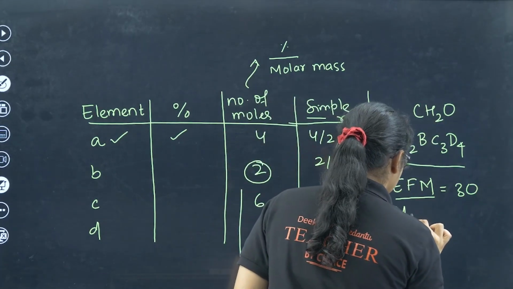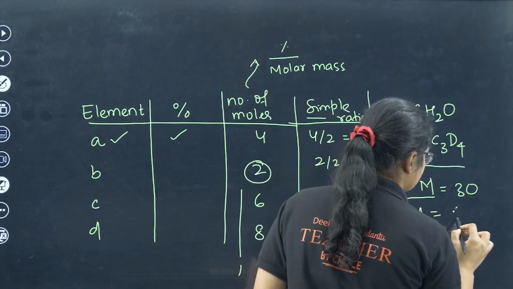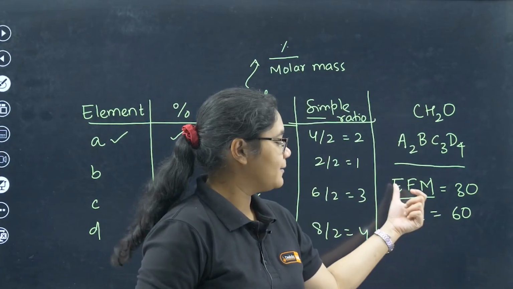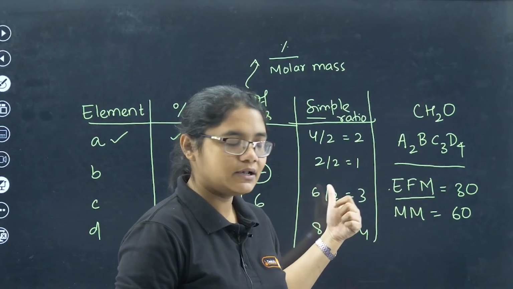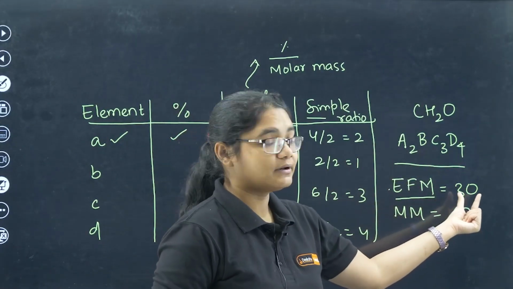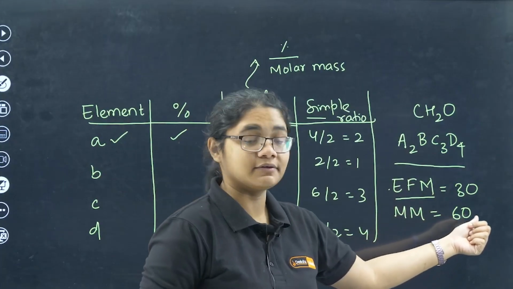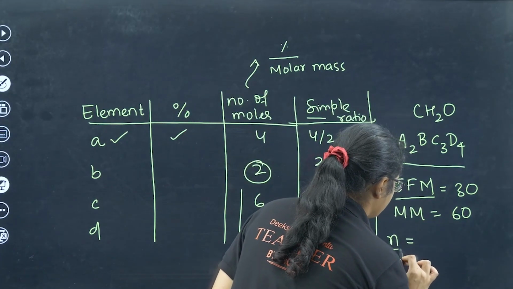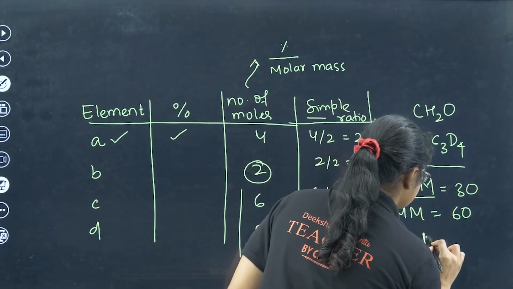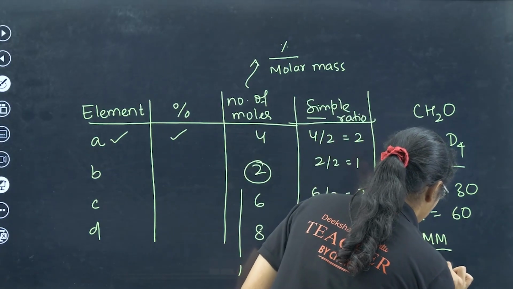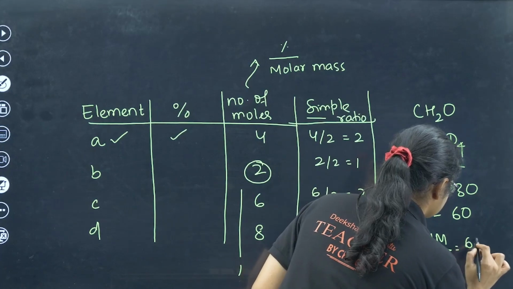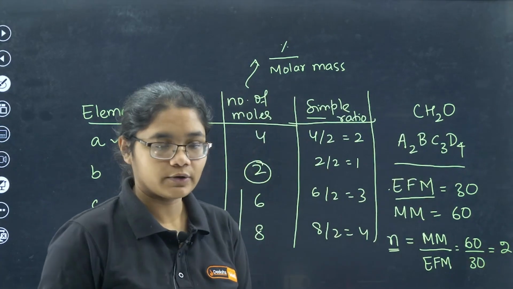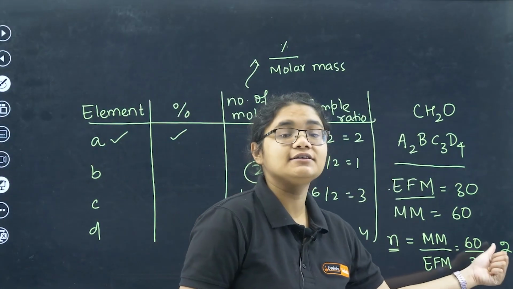Now you will be given the molecular mass in the question. For example, the molecular mass is 60. Empirical formula you calculated using this table. From empirical formula we can calculate empirical formula mass. Molecular mass will be given to you in the question. After that, what you have to find? You have to find something called the N value. What is N value? N value is molecular mass divided by empirical formula mass. 60 divided by 30, that is equal to 2. Okay, so we got the value as 2.